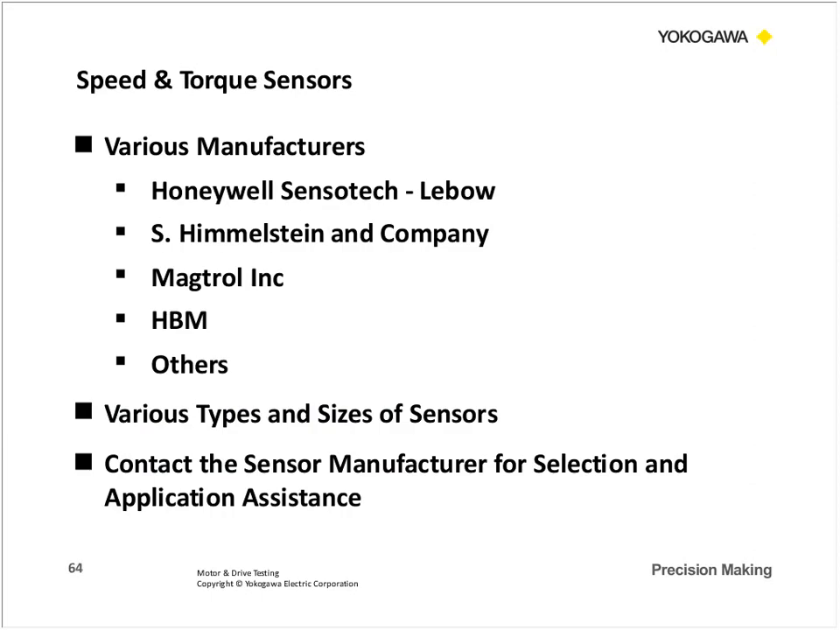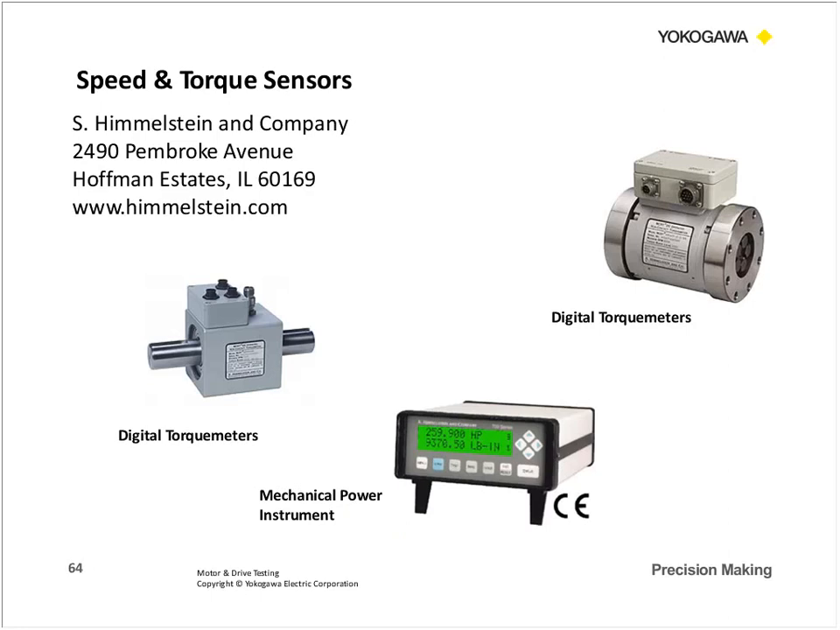A lot of good manufacturers to work with. We don't resell these ourselves, but we work with most of these companies: Honeywell, which used to be Lebow, Himmelstein, Magtrol, HBM, and others. If you have another favorite, we typically work with most of them. There are various types of sensors for speed and torque, in different sizes, and I recommend that you deal with the experts in this field for the selection of your speed and torque sensor. And then we can match the electrical output.